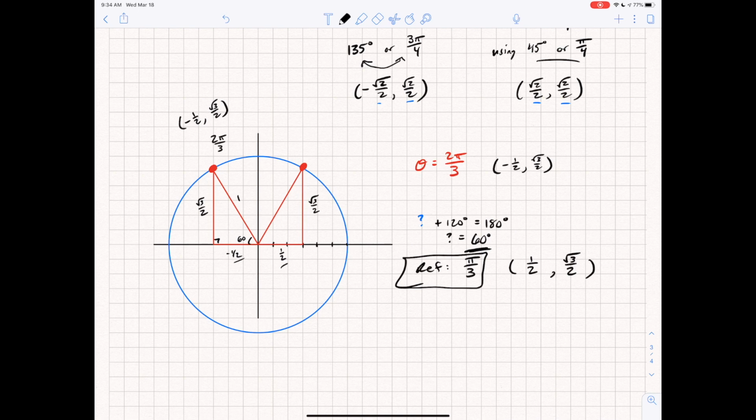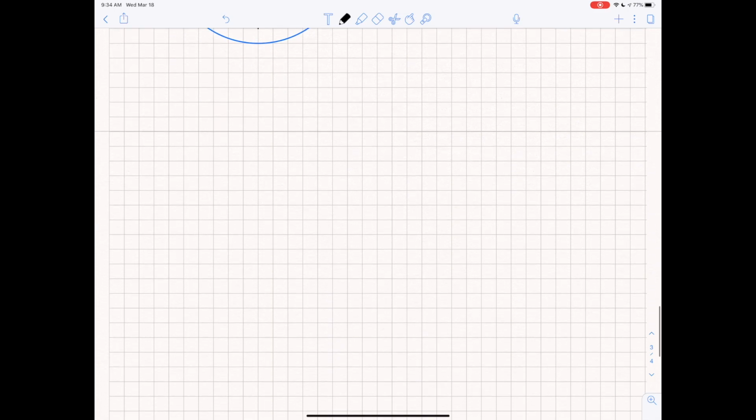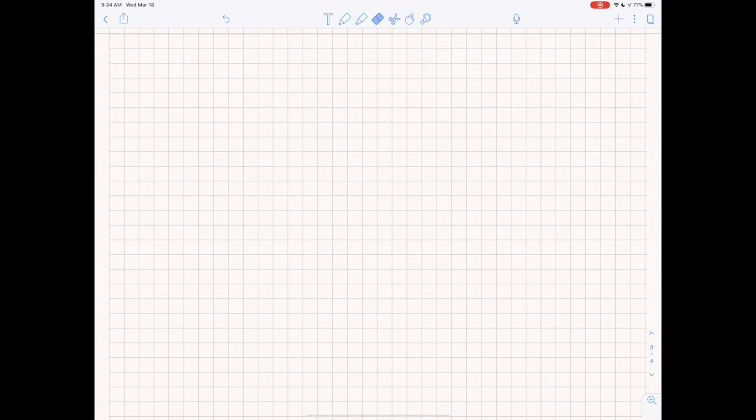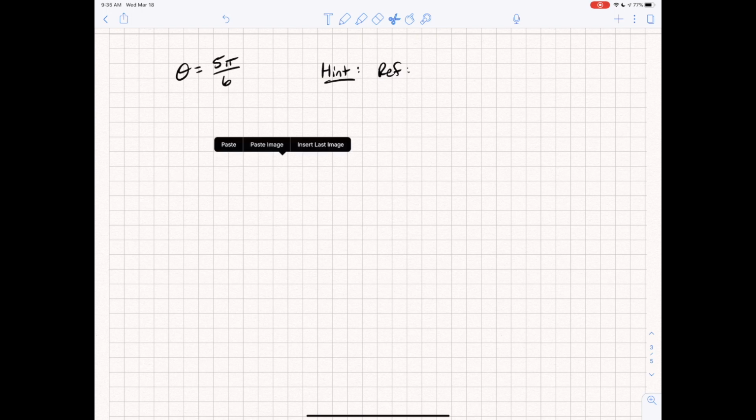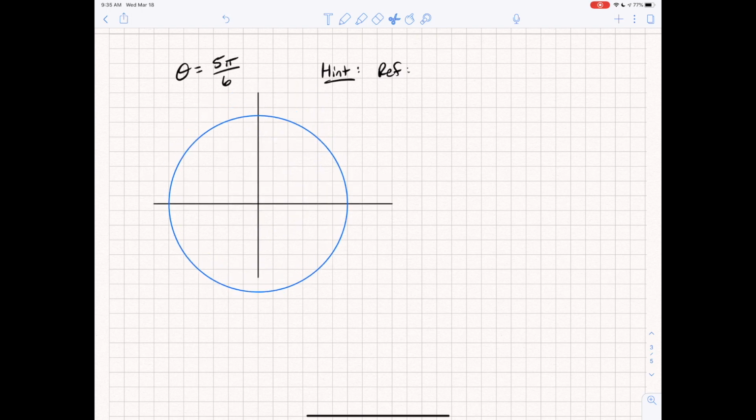Okay, so attempt it. What would the ordered pair be for 5 pi over 6? As a hint, see if you can figure out immediately what the reference would be. Oops, almost cheated. What would the reference angle be for this? That will actually help you be really, really quick. All right, so I'm going to paste my circle back. Again, pause the video if you need to.